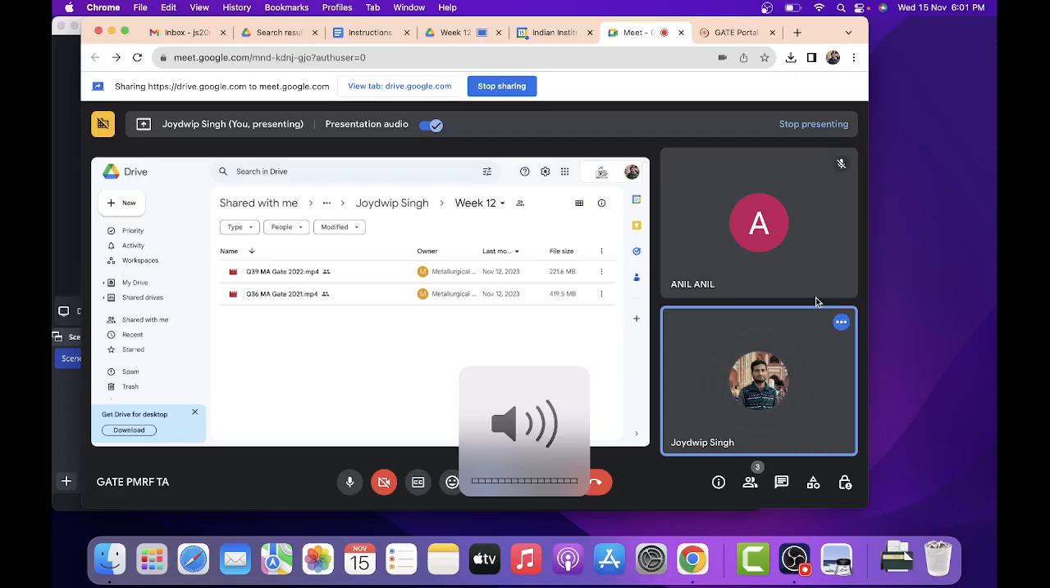Okay, so today we'll solve two questions from real analysis. Question number 39 from Gate 2022 and question number 36 from Gate 2021.